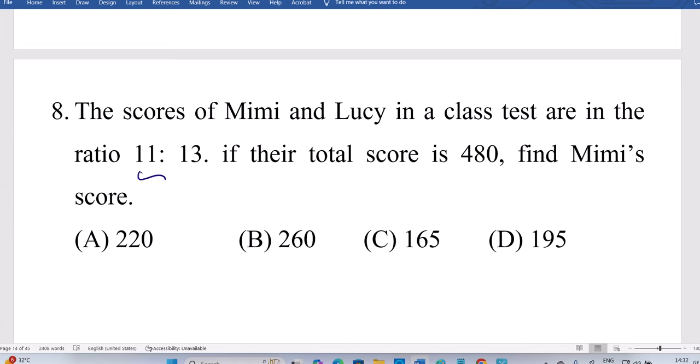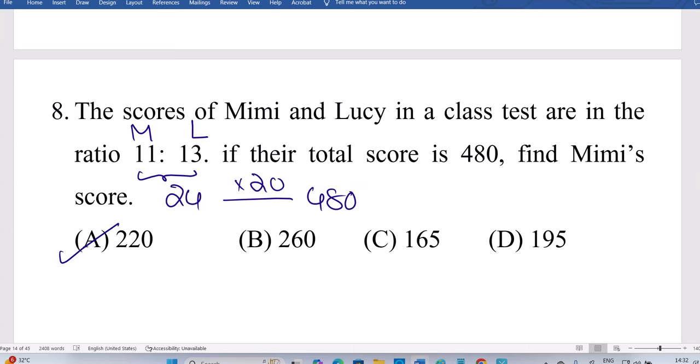What is 11 plus 13? 24. Total score is 480. We have to multiply with 20. This is Mimi, this is Lucy. Sometimes if they ask Lucy, answer will be 260. That is also available in option. See that. The problem is that right now I'm talking about Mimi's score. In exam, they'll ask you for Lucy's score also. Mimi's score is 11 into 20, 220. If it is Lucy, 260.